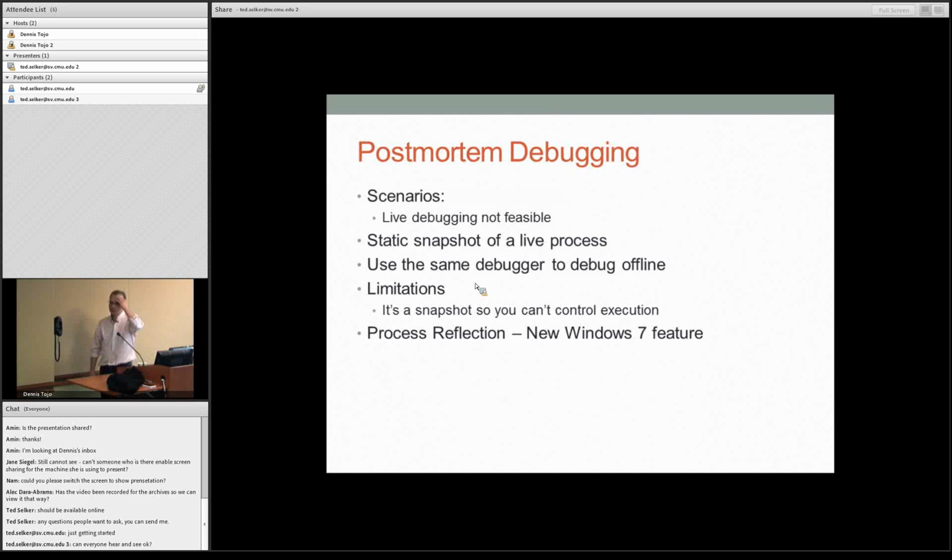Postmortem debugging. I do want to touch on this a little bit. Do we still have a few more minutes? Or is it tight?